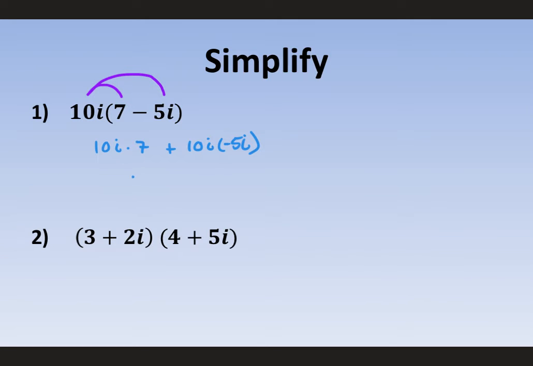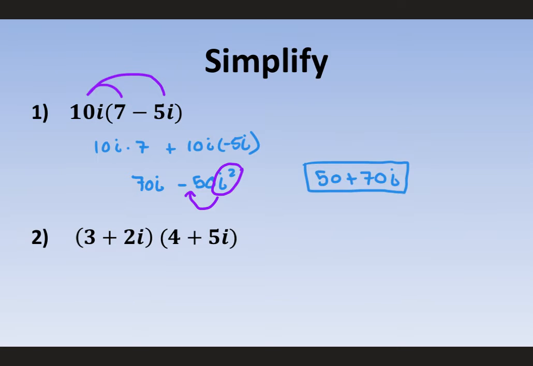10i times 7, that becomes 70i. Plus 10i times negative 5i, that's going to become negative 50i squared. Now, we just mentioned something about this. i squared is negative 1, which means that this sign in front of it becomes opposite. So we end up with a positive 50 plus 70i, right? So that i squared changed our sign.